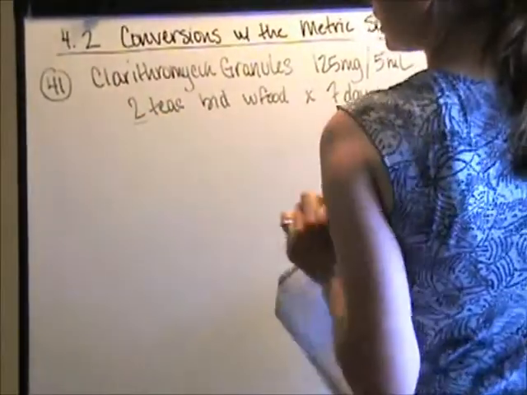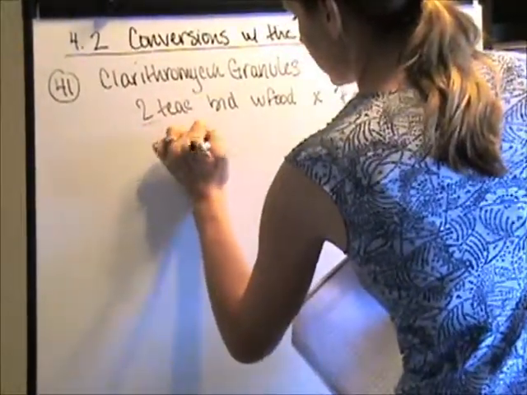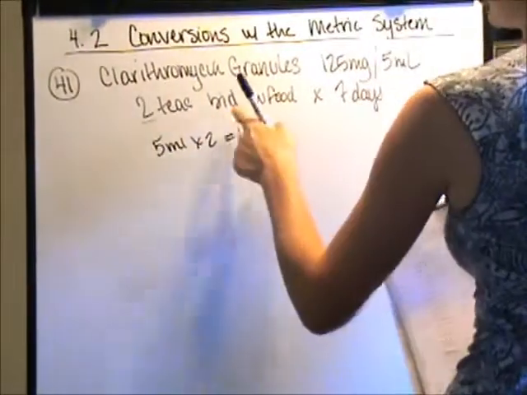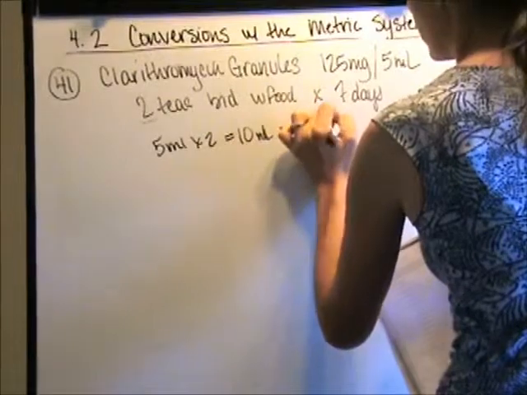Well, they're taking 2 teaspoons. We know each teaspoon has 5 ml. 5 ml times 2 is 10. We're not done yet though, because they're going to take that twice a day. So we're going to take that times 2. So they're going to take 20 milliliters a day.